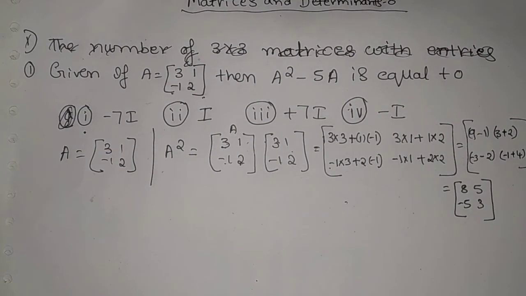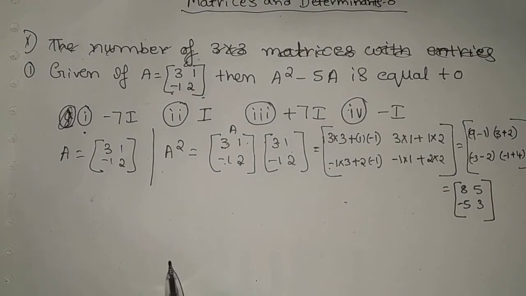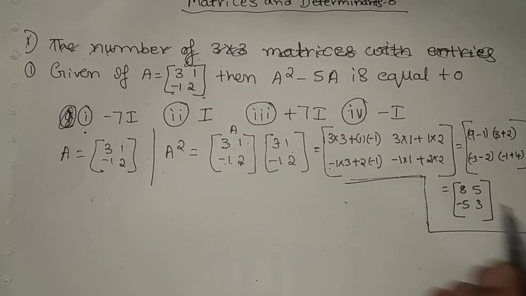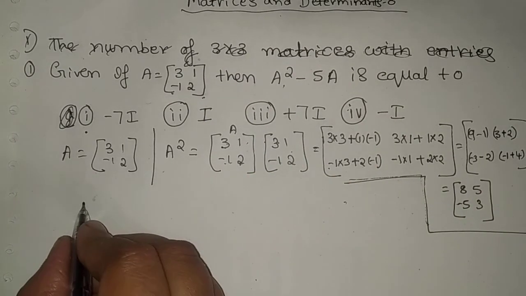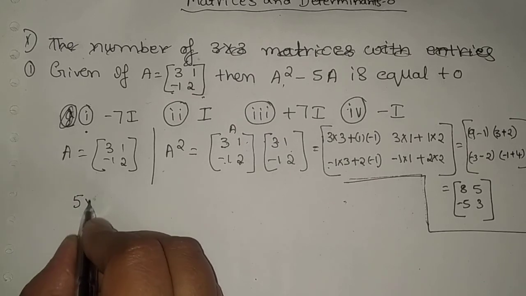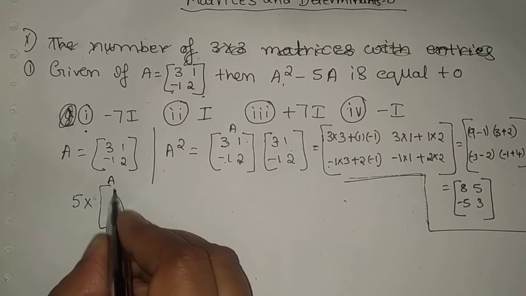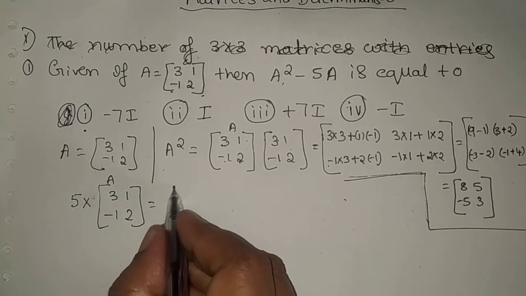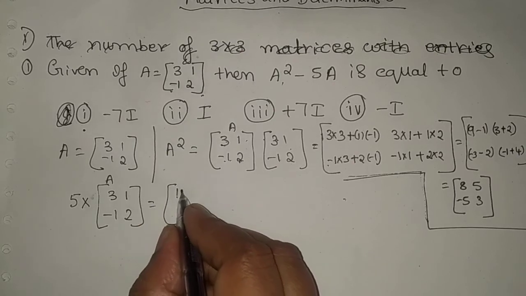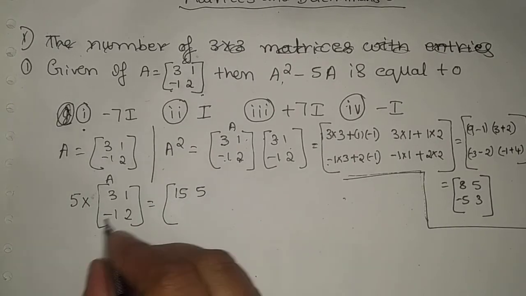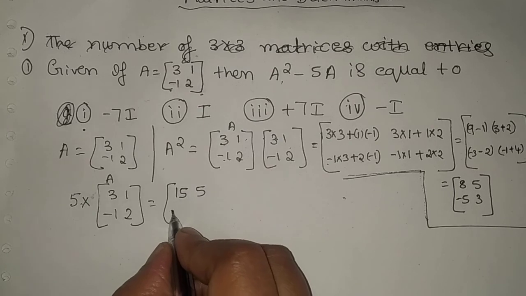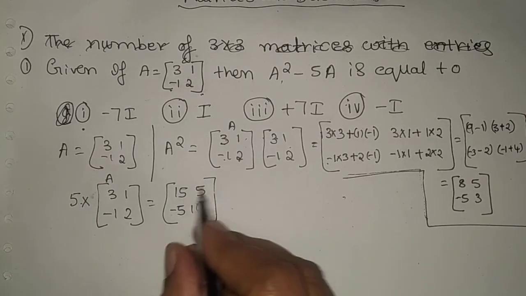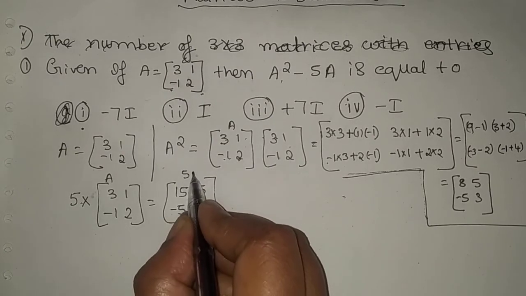So now, after getting this, we finished finding A square. Now we have to find out 5A. So 5 into A, that is 5 into the matrix 3, 1, minus 1, 2. 5 into 3 is 15, 5 ones are 5, minus 1 into 5 is minus 5, and 5 into 2 is 10. So this is the matrix 5A.